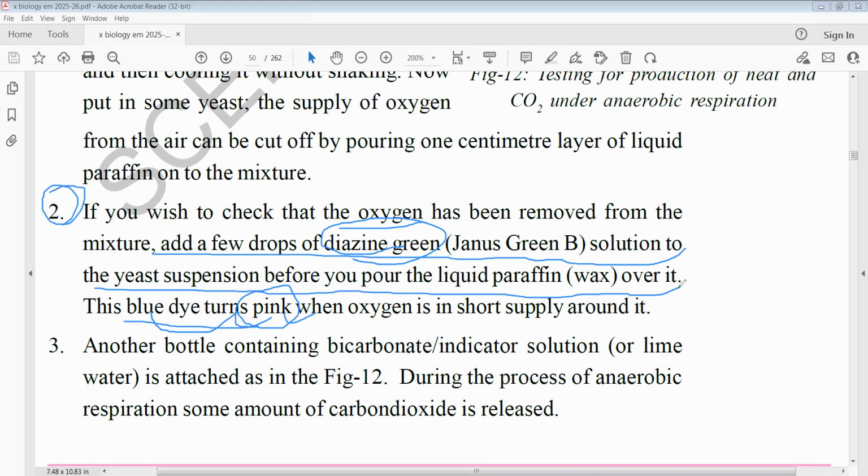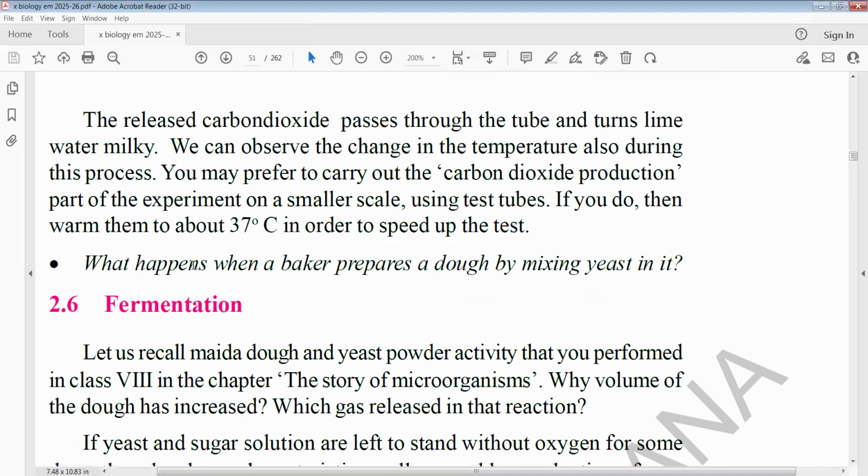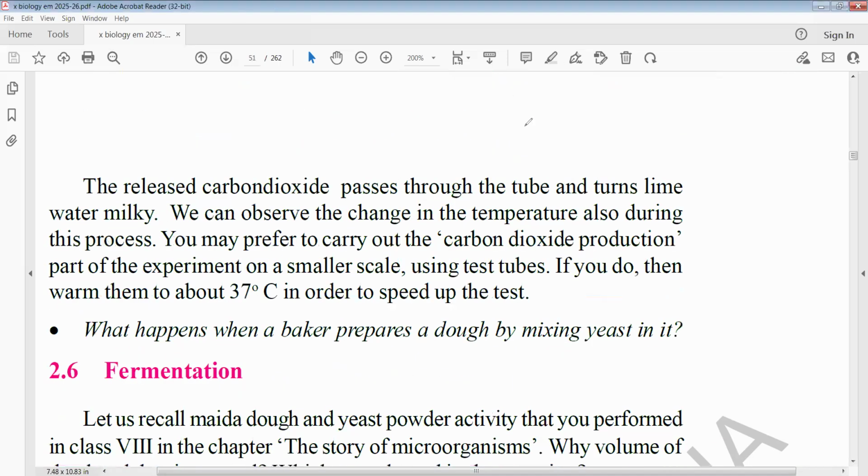Then you carry out the experiment and pour the liquid paraffin onto the boiled and cooled glucose solution which is present in the thermos flask. Another bottle containing bicarbonate indicator solution, that is lime water, is attached during this process. During anaerobic respiration, carbon dioxide is released and it converts the lime water white. Already I explained, the carbon dioxide passes through the tube and turns the lime water milky. We observe the changes in temperature also during this process.